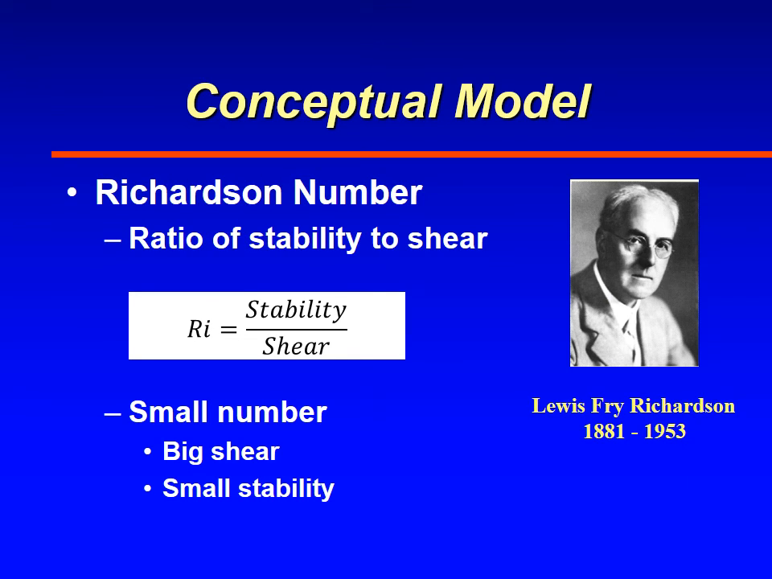This was first recognized by a professor named Lewis Fry Richardson back in the 1920s and 1930s. He came up with a concept of a balance between stability and shear, and we call this the Richardson number. So Richardson numbers are typically small for shear turbulence because that means you have big shear or small stability.